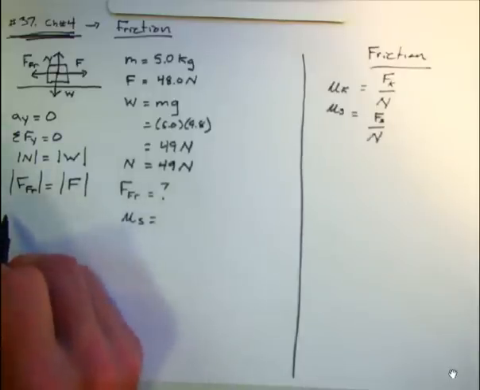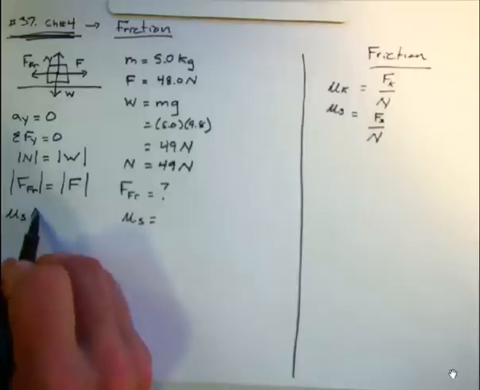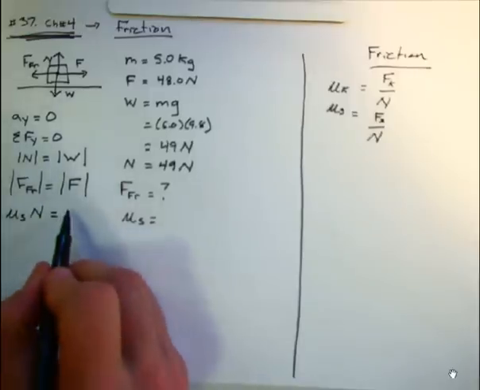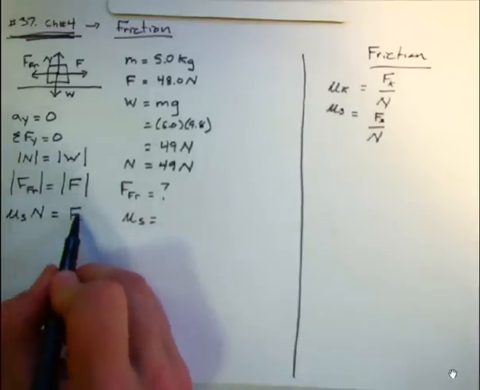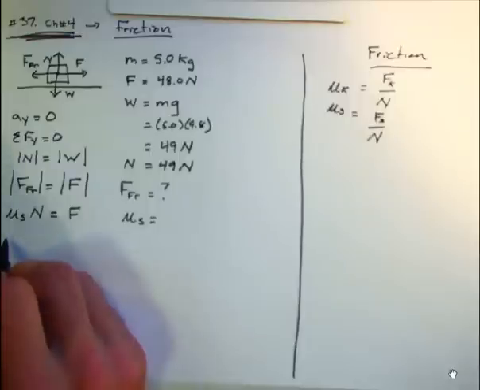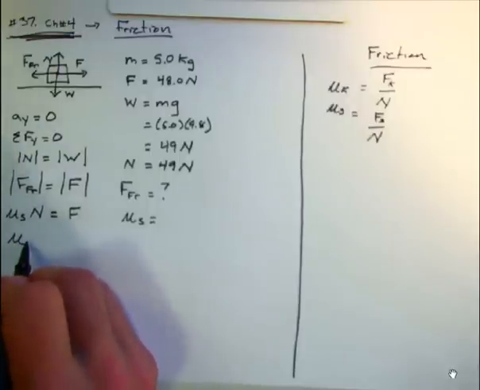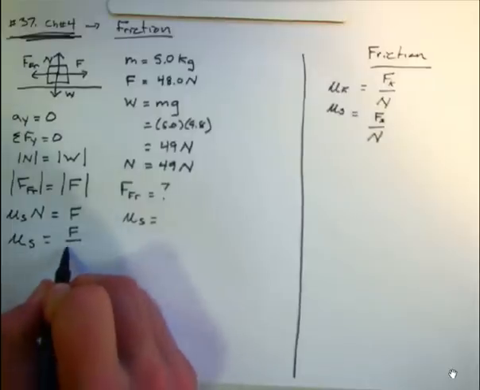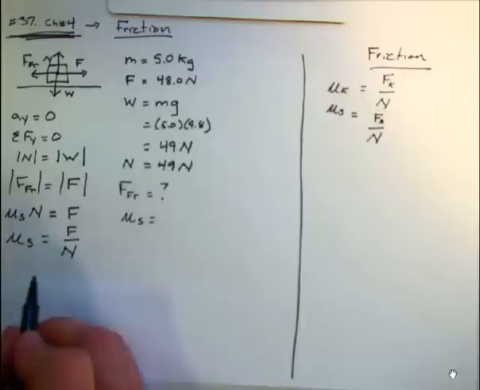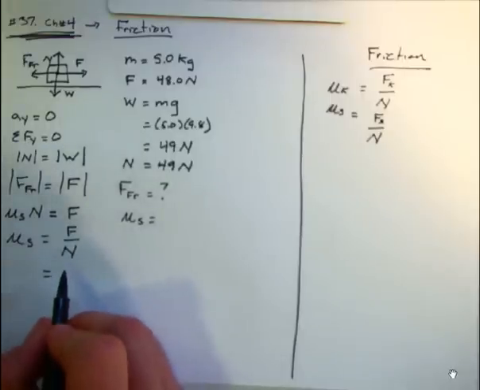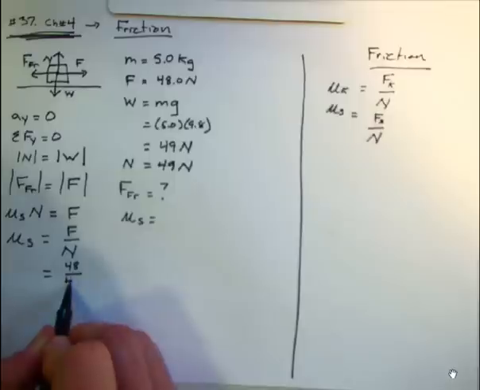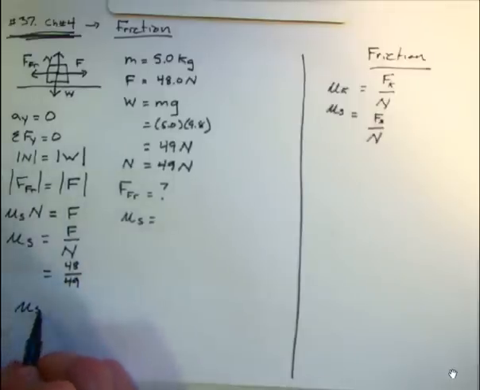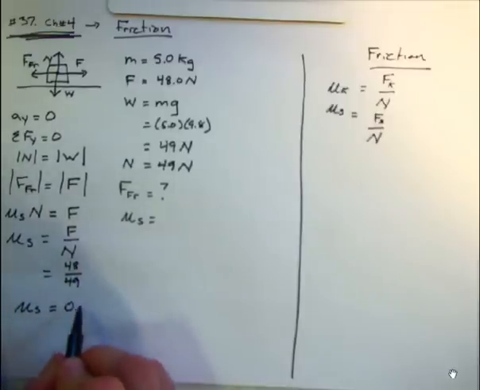We know that the friction force is equal to the coefficient of static friction times the normal force, and that would be equal to this applied force. Therefore, the coefficient of static friction would have to be F divided by N. Plugging that in, we get 48 newtons divided by 49 newtons, and we get mu sub s equal to 0.98.